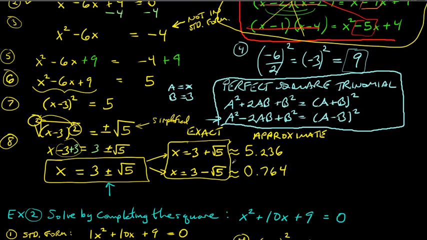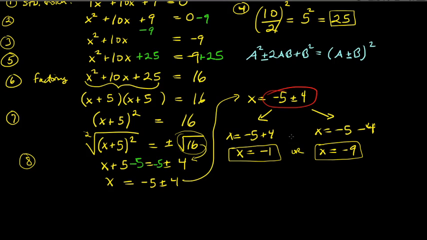here, right? Unlike in this problem, you can simplify negative 5 plus 4, right? Which is just negative 1. And you can simplify negative 5 minus 4, right? Which is negative 9. And so make sure you do that, right?